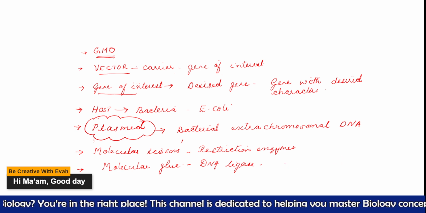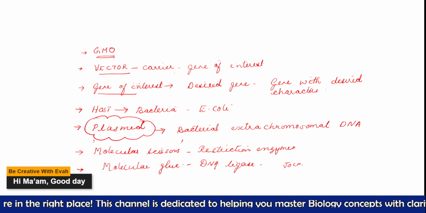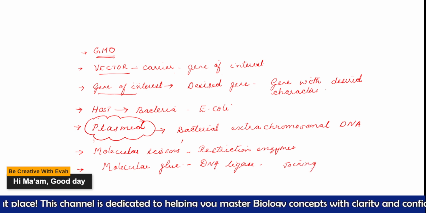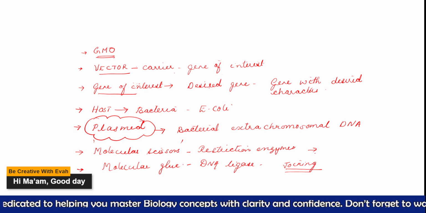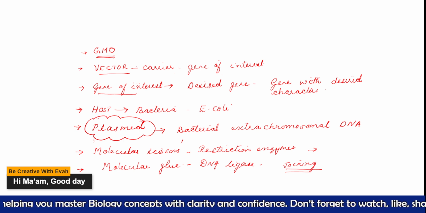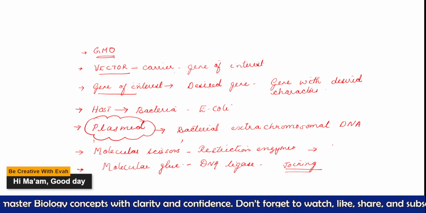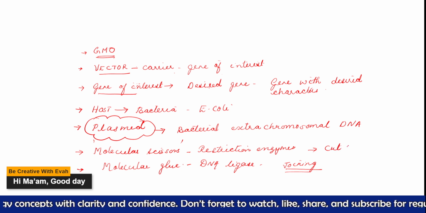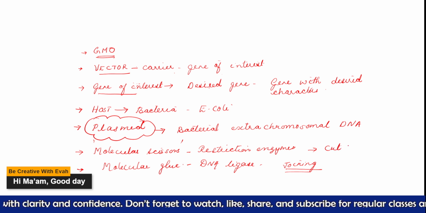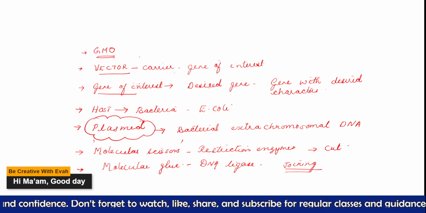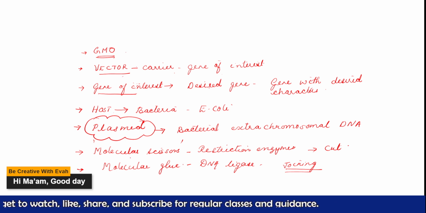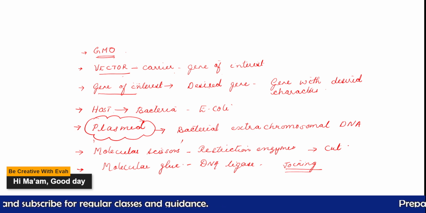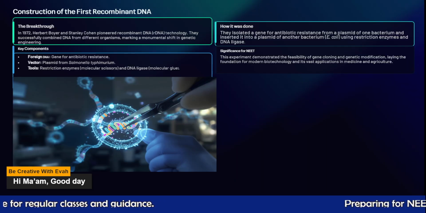Okay, so this is joining. This enzyme helps in the joining of the DNA. So what is the function of the molecular scissors? The function of molecular scissors is to cut the DNA. Okay, so among these important terms, remember GMO, vector, gene of interest, host, plasmid, molecular scissors, and molecular glue. Now let's start with recombinant DNA technology.